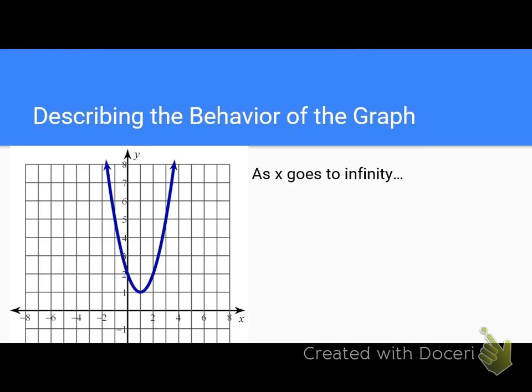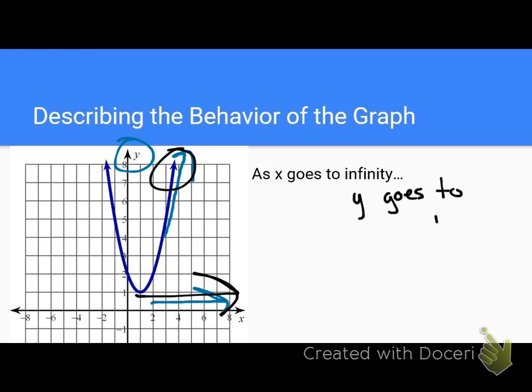Okay, and the last concept for today we're going to talk about is what's happening as x goes to infinity. So as x is getting really big, what's happening with my y values? And as you can see, this is going up as we go bigger in x. Y is just going up forever. So I say that y goes to infinity. And I can write it just with an arrow like that as well.